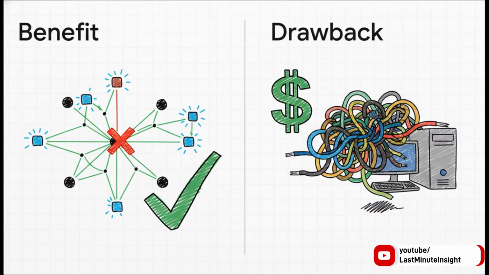So this design really highlights the ultimate trade-off. On one hand, you get this unparalleled reliability, but on the other, the cost and the complexity are just enormous. I mean, imagine having to run a separate cable from your computer to every other computer in your office. It's just not practical for most local networks, but it's absolutely essential for the internet's core.